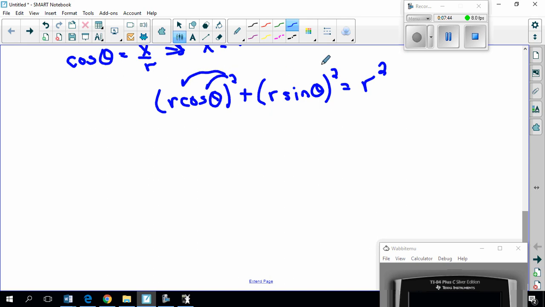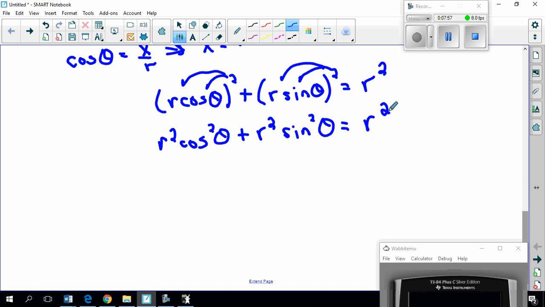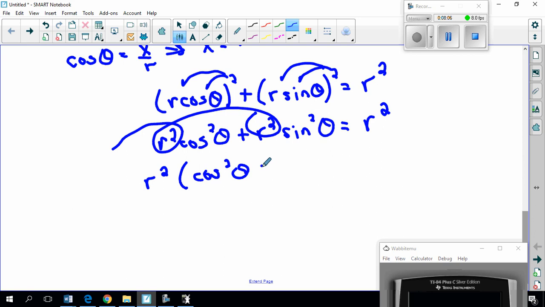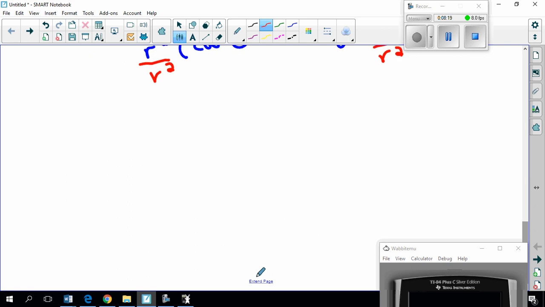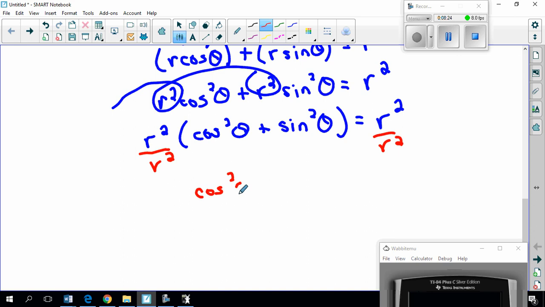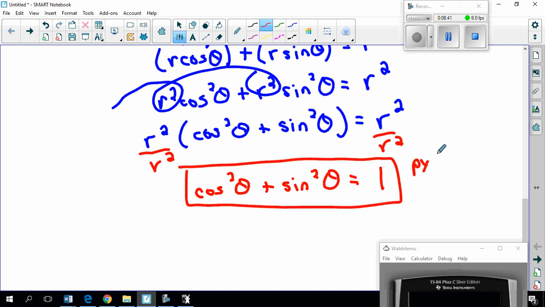And then laws of exponents still hold. We get r squared cosine squared theta plus r squared sine squared theta equals r squared. Lasso the r squared, rip it out, old school factoring. And what the heck, let's divide by r squared. And we get cosine squared theta plus sine squared theta equals 1. We managed to relate cosine to sine. This is called a Pythagorean identity.